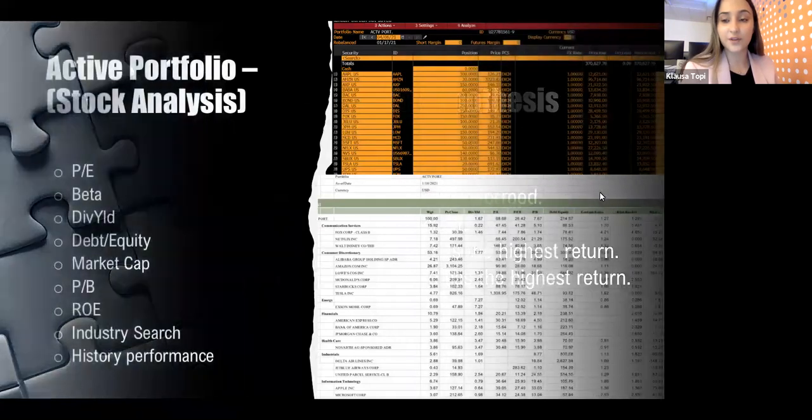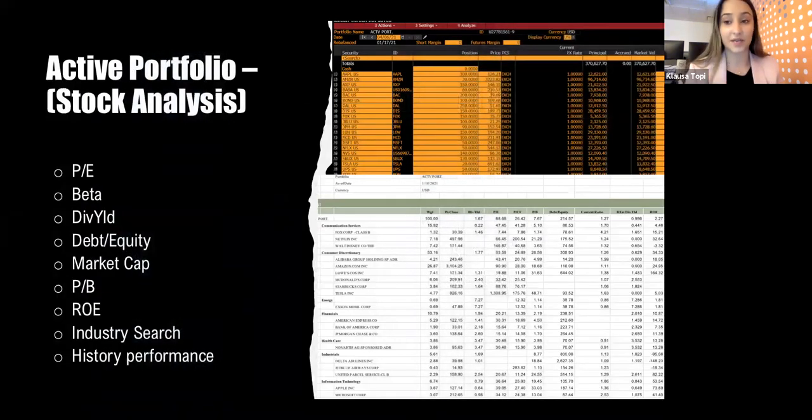So to start off with my active portfolio stock analysis, I've decided to put together 20 stocks and I did an extensive analysis of each stock in order to decide where to invest and where not to invest. I followed the PE ratio, which shows us as investors what to expect from the earnings, if it's higher earnings or lower earnings.